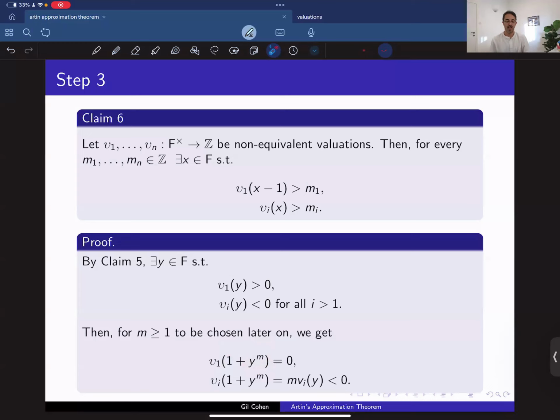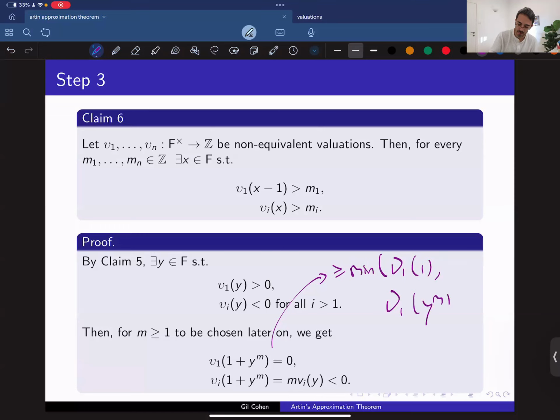The function 1 plus y to the m at this point should be 1. But you can see it by using the triangle inequality, because this thing is at least the minimum between the first valuation at 1 and the first valuation at y to the m. But the valuation of 1 is 0. 1 has no zeros and no poles. And this thing is positive because it's m times the valuation of y. These two valuations are distinct, a positive one and a 0 one. And so you get an equality according to the strict triangle inequality. And so you get a 0. So that's the proof of what I said.